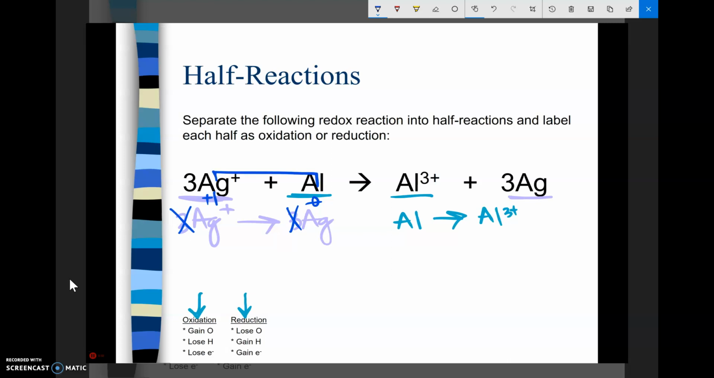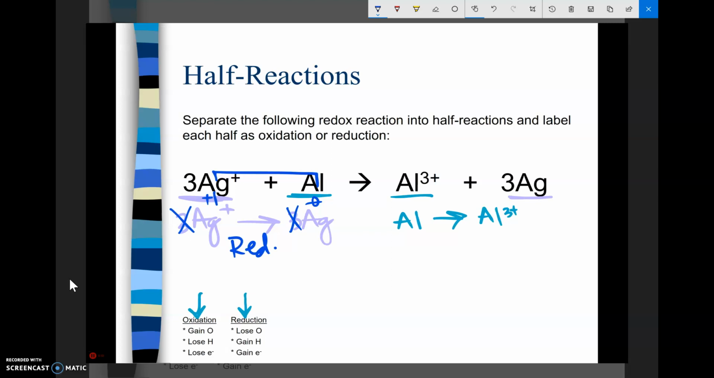That shows that we have gained electrons because we're losing the charge. And if we lose them, that's a negative charge. So remember, if it goes from a +1 to a 0, that number is being reduced. This is reduction because we're gaining electrons. So this one is reduction.